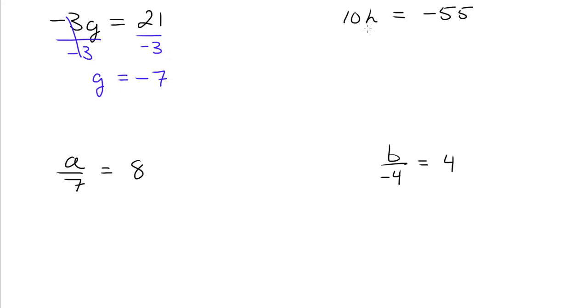Next example here, 10h equals negative 55. Again, undoing multiplication by a positive 10, so I'm going to divide by positive 10 on both sides. 10 divided by 10 is 1, so we have here h. And here negative 55 divided by 10 is going to be negative 5.5.